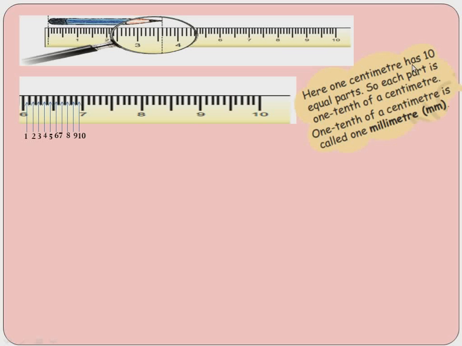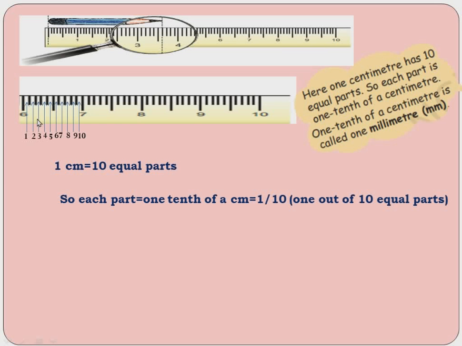So this is the meaning of the first line. Here 1 centimeter has 10 equal parts. Yes or no? Whichever 1 centimeter you take, it is divided into 10 equal parts. So each part is 1/10 of the centimeter. Oh, 1 centimeter is divided into 10 equal parts, and each part is 1/10 of a centimeter, or 1 by 10. That is 1 out of 10 equal parts.